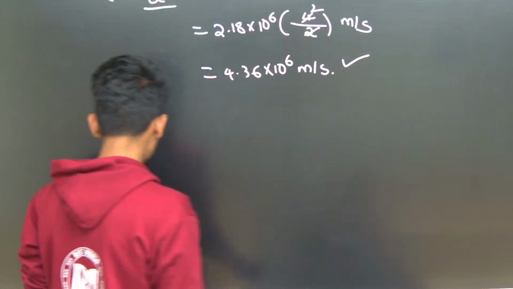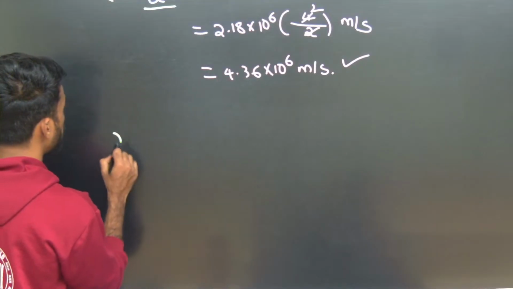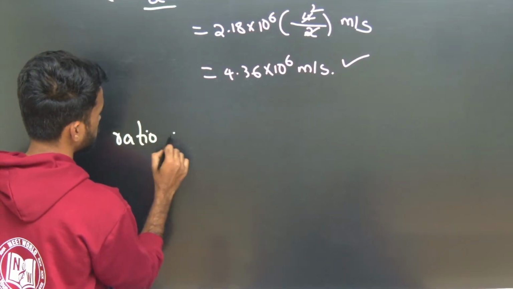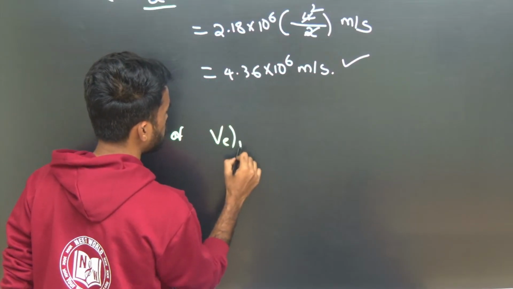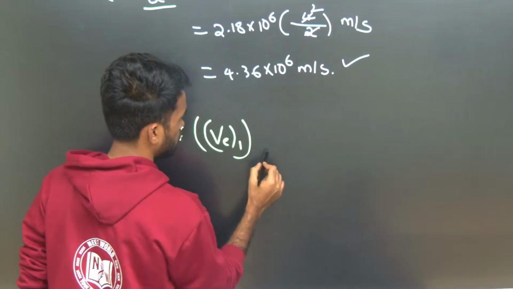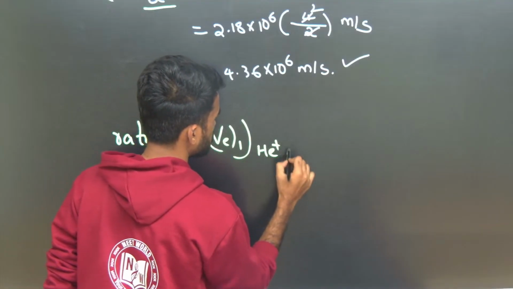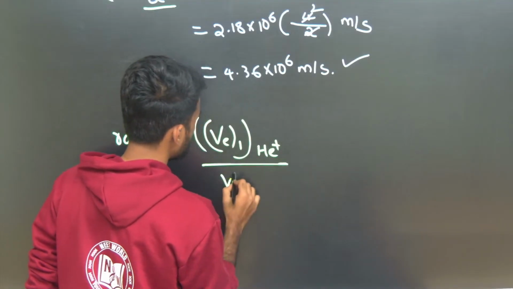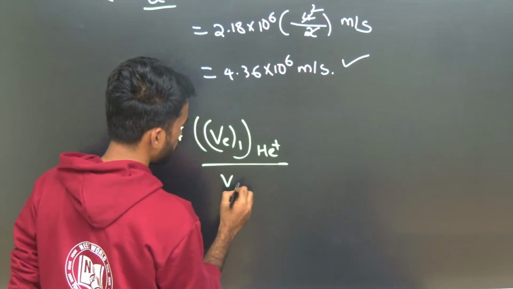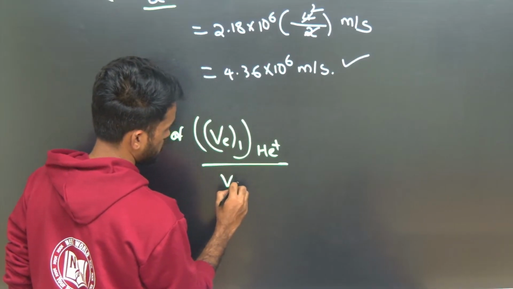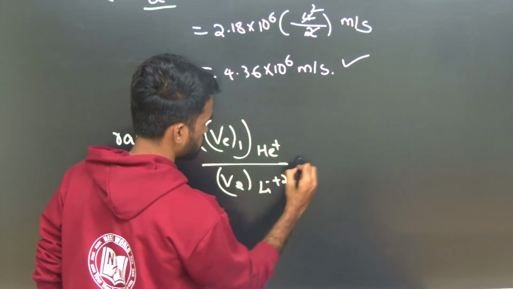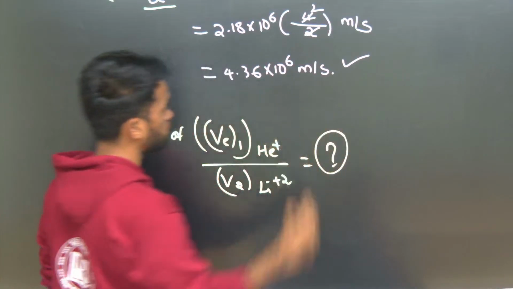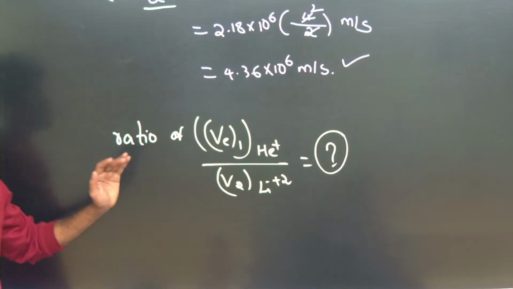Yeah, what will be the answer for this, you tell me? Ratio of velocity of electron in the first Bohr orbit of helium plus to the velocity of electron in the second Bohr orbit of lithium plus 2. What is the ratio for these two things? Tell me in the chat box.